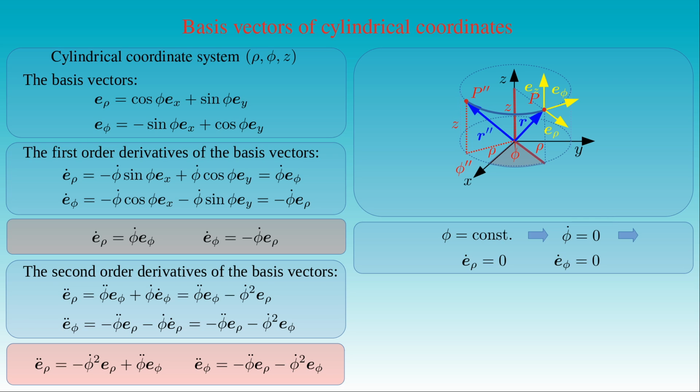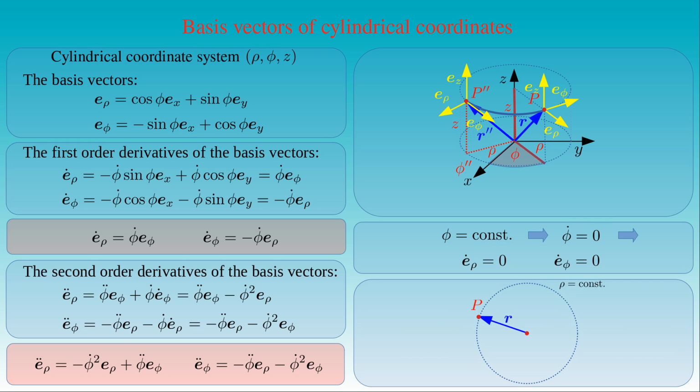For the basis vectors erected in the point P double prime, both the vectors e rho and e phi point into different directions compared to those in the point P. We also saw that the derivatives of the basis vectors are proportional to the derivative of the azimuthal angle, and the derivative vectors point into the directions of the basis vectors. This statement can be demonstrated in this figure with the z-plane lying in the plane of the figure.